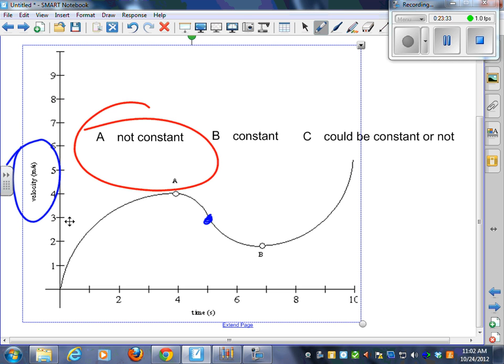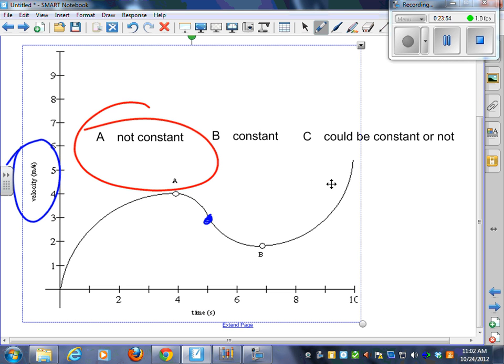I'll give Alex a chance to redeem himself. What is actually happening between A and B, Alex? Just talk about the object. The object is doing what? Slowing down, exactly. You're right about that. It's slowing down. It's going from 4 meters per second to 3 meters per second to 2 meters per second to 1 meter per second.